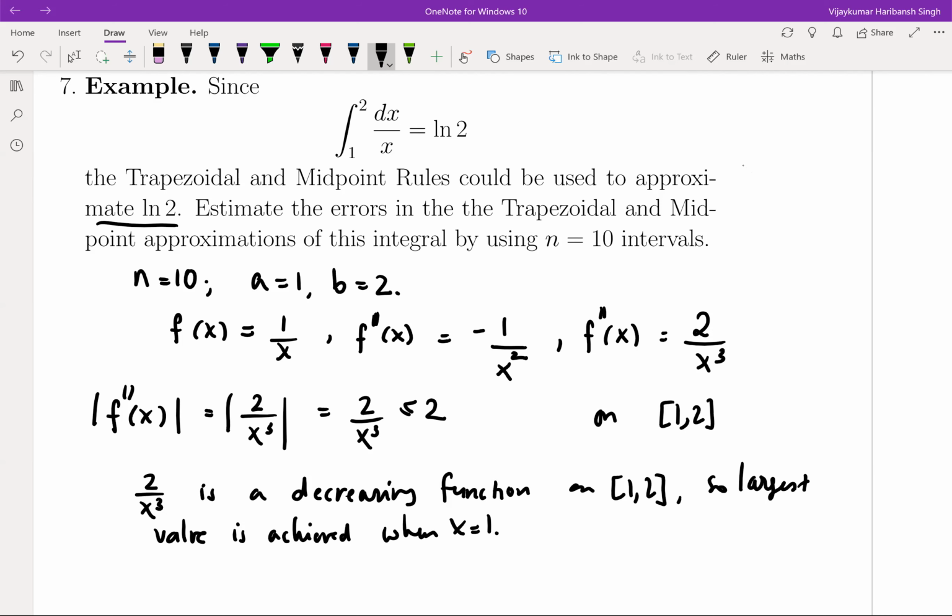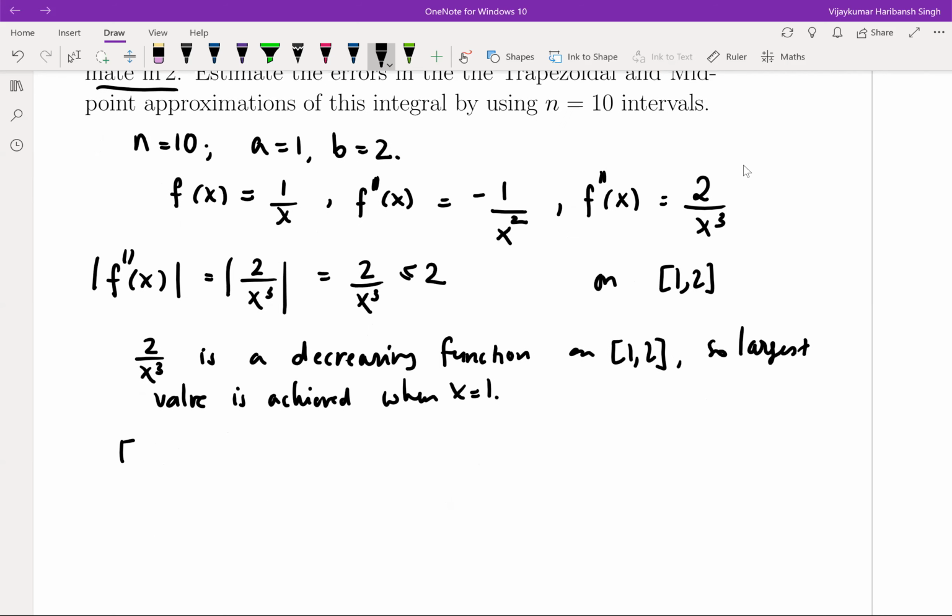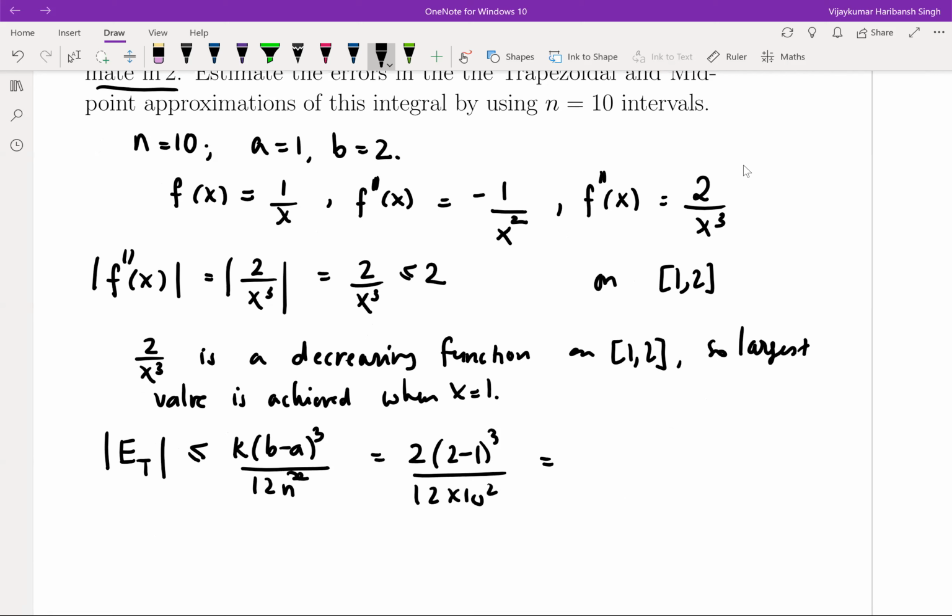So now what are the errors then? Suppose I use the trapezoid rule, then this is going to be less than or equal to k times (b minus a) to the power 3 by 12n squared, which is going to be 2 times (2 minus 1) cubed divided by 12 times 10 squared, which is going to be 1 by 600, right? So that's a pretty good approximation.